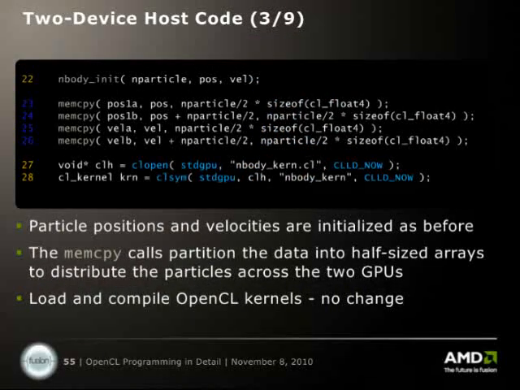Okay, so we initialize our particle positions and velocities exactly as we did before, but now we need to divide them up into these half-sized arrays, and that happens there at lines 23 through 26, where we're taking the particle positions and velocities and splitting them up into the half-sized arrays that we allocated.